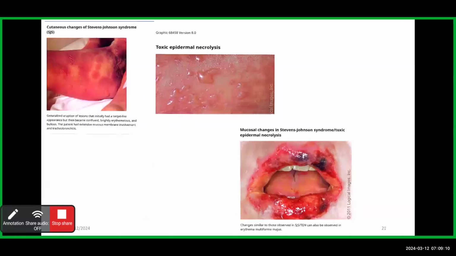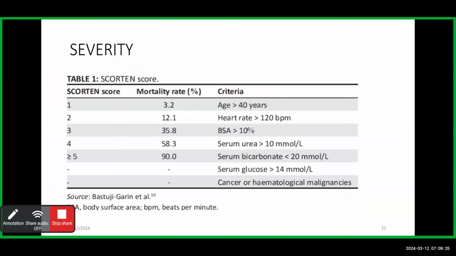So this just depicts the various skin manifestations you can present with. So you can see the targetoid lesion, that's my pointer on the extreme right there. You see the bullae that capture the oral mucosa. So there's a severity scoring for this, which on the basis of the age and some clinical and biochemical parameters is able to predict mortality. So a score of 1 gives us a mortality of 0.2, while a score of greater than 5 gives a mortality of 90%.